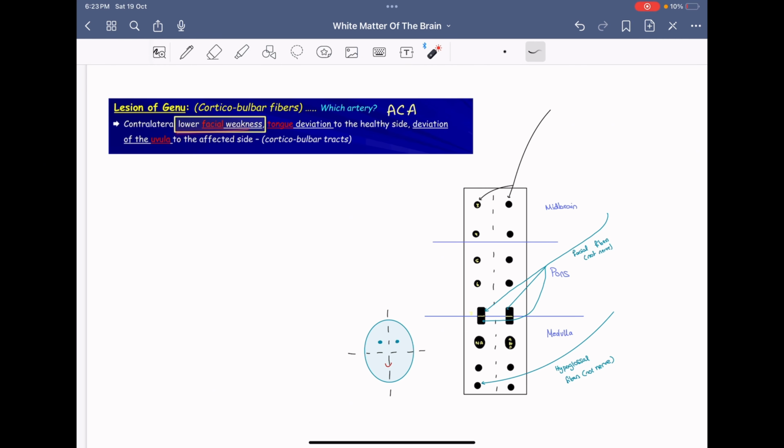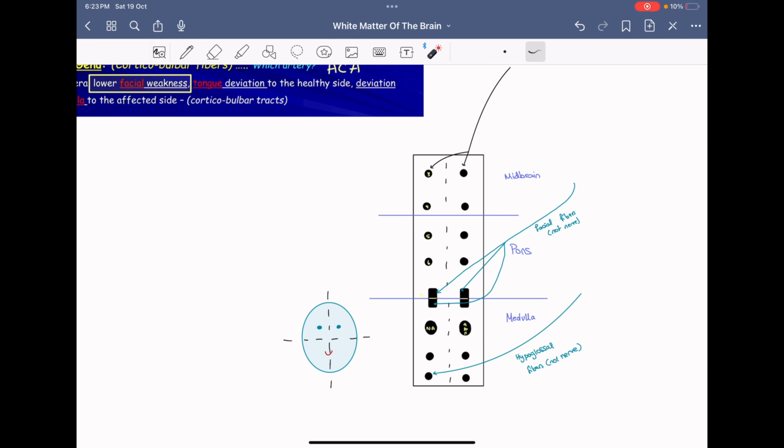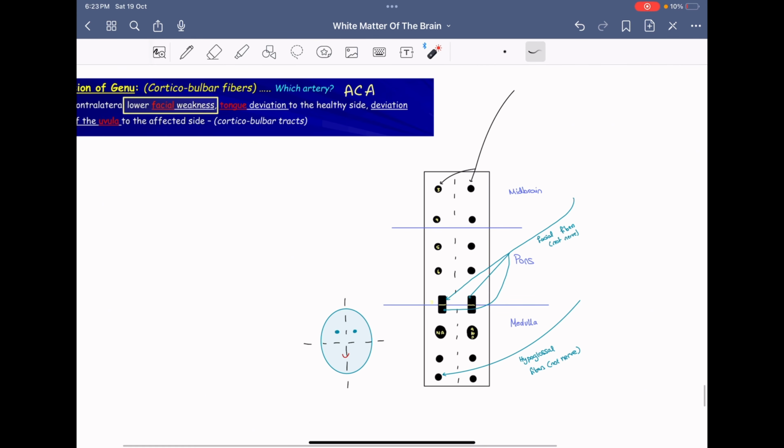Now, the symptoms, I don't want you to memorize them. Instead, we're going to make sense of each one. So first, let's start with the lower facial weakness. To understand everything, we just need a quick overview of the corticobulbar tracts.